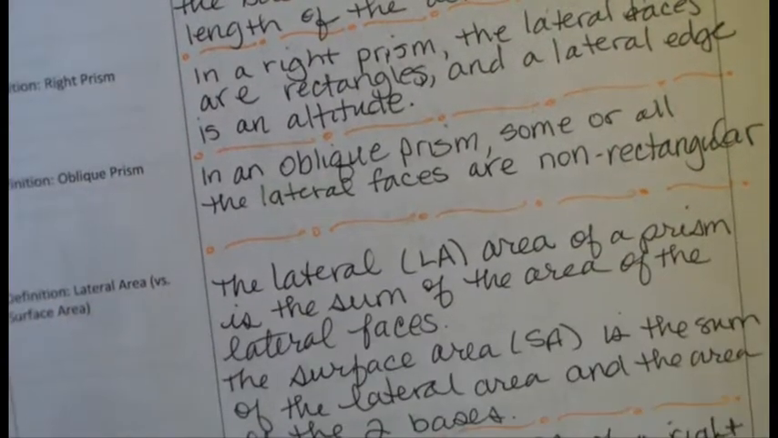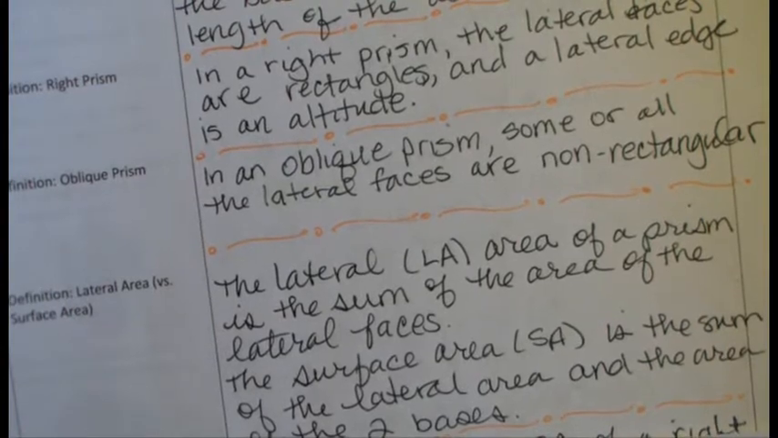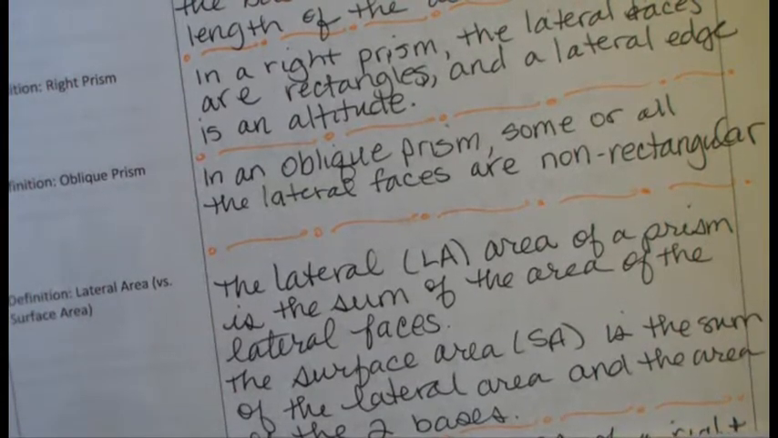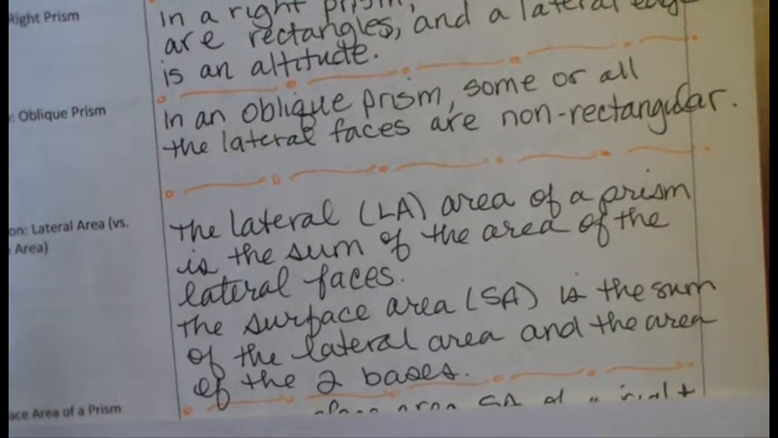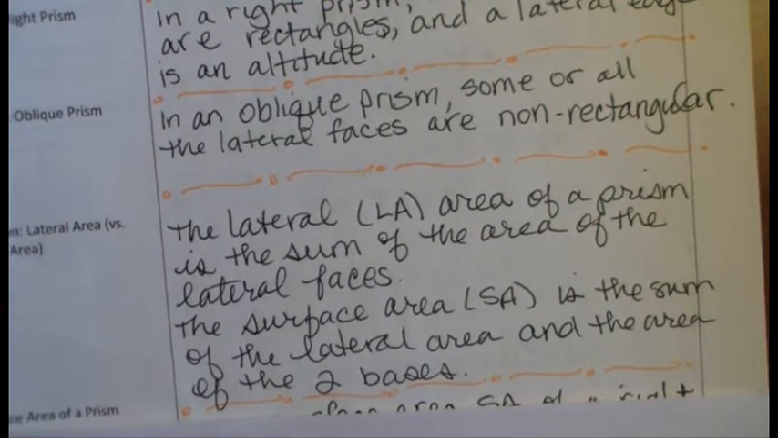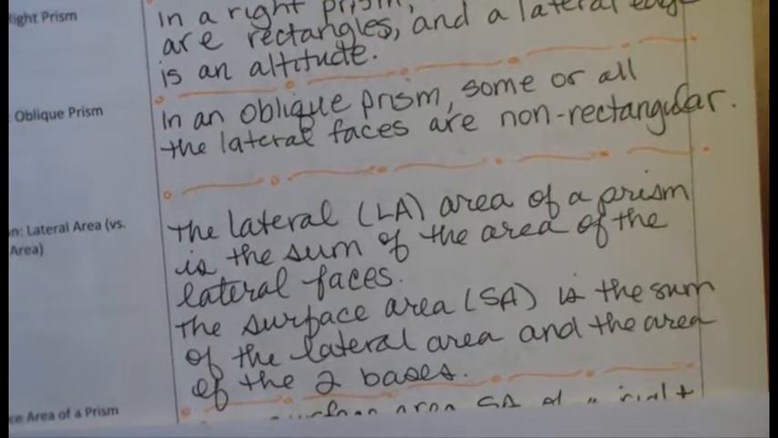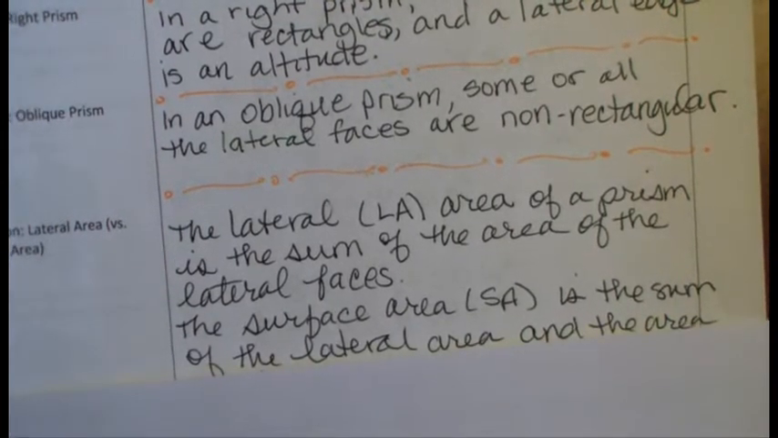Okay, so lateral area of a prism is the sum of the area of the lateral faces. Surface area is the sum of the lateral area and the area of the two bases. So lateral area and surface area are slightly different. We need lateral area to find surface area, but just finding the lateral area doesn't find our entire surface area.